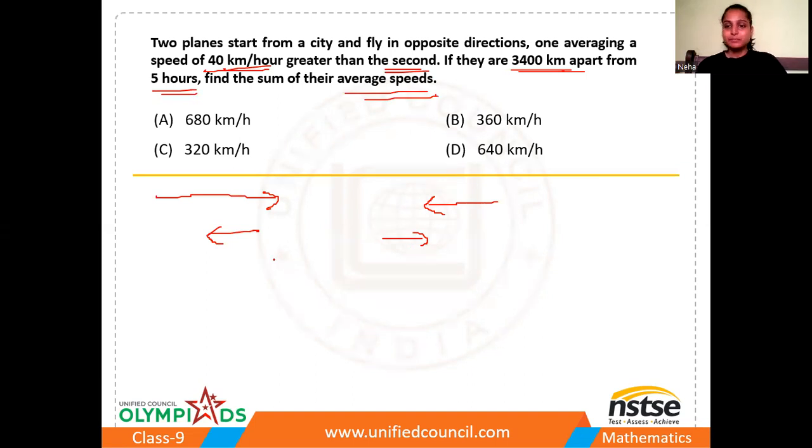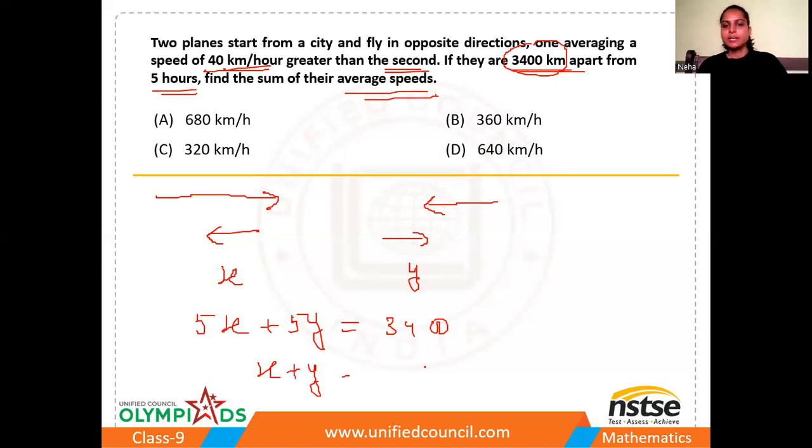Okay, so let's suppose the average speed of the first plane is x and the average speed of the second plane is y. Correct? Now they are 5 hours apart, right? That means 5x plus 5y is equal to 3,400, correct? So x plus y is nothing but 680 kilometers per hour. So their sum of average speeds is 680 kilometers per hour.